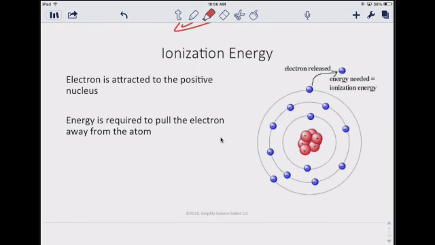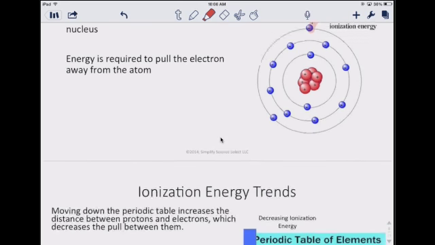Now, ionization energy. The definition of ionization energy is the energy that it takes to pull an electron away, to take an electron away. Now, an electron is attracted to the positive nucleus. So what we know is that all of these negatives out here are attracted to that positive nucleus. And so what we have to do is energy has to go in to take that electron away. So energy is required to pull an electron away from an atom. So ionization energy is you're creating an ion. You're taking it from a neutral atom.